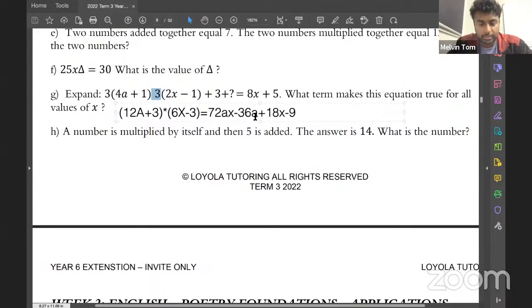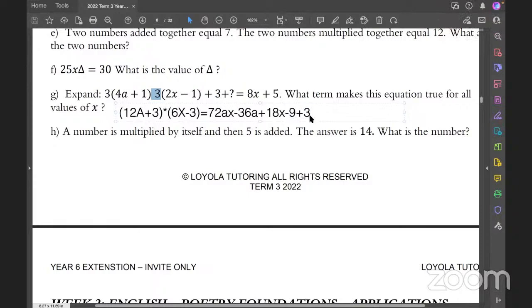Okay, so let's simplify this. Oh, can we simplify this? No, we can't simplify this. Okay, so the next step is plus 3 plus whatever that symbol is. We need to find out what it is. So how do we convert 72ax minus 3a plus 18x plus 9? Oh, we can actually simplify this part. What's negative 9 plus 3? Negative 6.